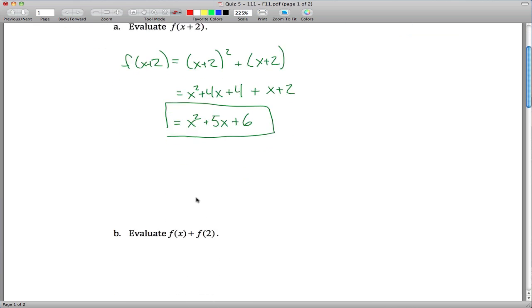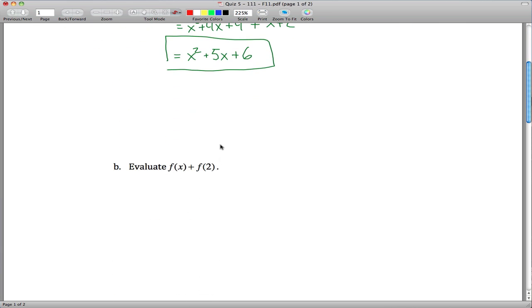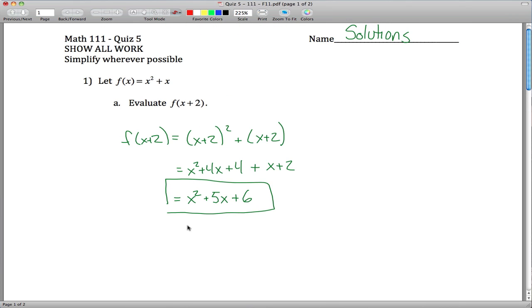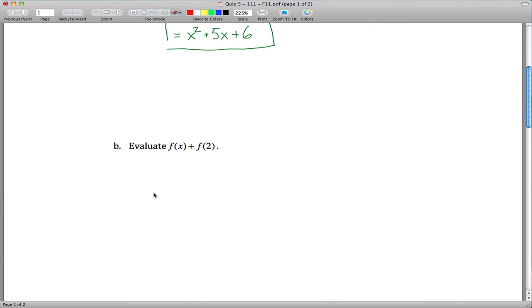And then part B, we're asked to find f of x plus f of 2. So similar question, but it's different. F of x is x squared plus x. So f of x plus f of 2 is equal to x squared plus x, which is f of x, and f of 2 is 2 squared plus 2.